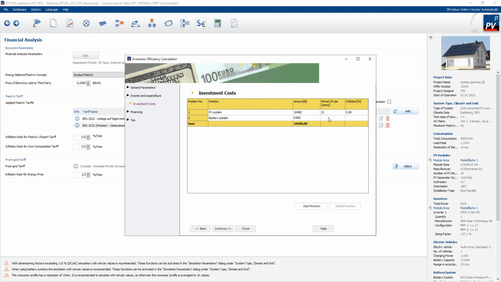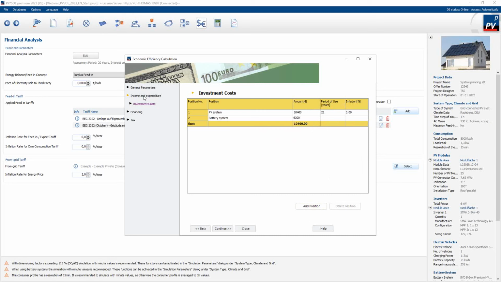If you would like, you can also define, next to the right, the period of use: how many years your component will run. For a battery system, maybe it will run for 20 years. But in the case of inverters, you might have to reinvest in your system. If you would like to take this into account, you have to add a position for the inverter and enter a period of use, for example, 15 years. Then in the 16th year, it will be reinvested in a second inverter.